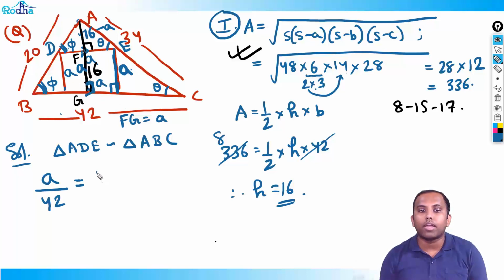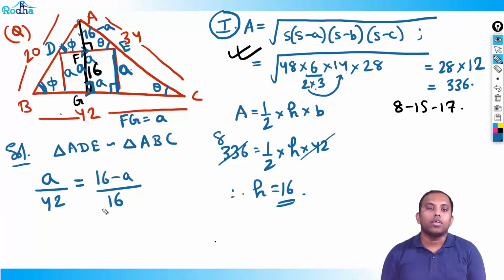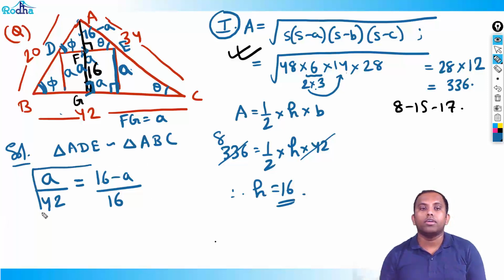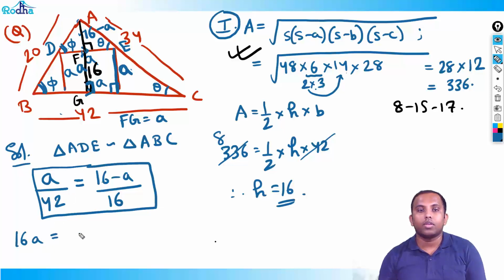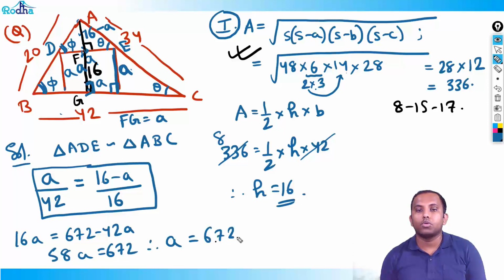So the height of the smaller triangle is 16 minus A upon the height of the bigger triangle, that is 16. So this is the ratio we got here. It's a super question. I can get the value of A from here. 16A is equal to 42 into 16 minus 42A: 420 plus 252, that is 672, minus 42A. That means 58A is equal to 672. Therefore, A is equal to 672 by 58, that is 336 by 29.